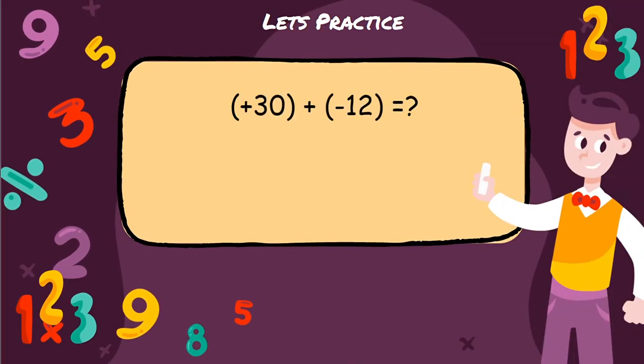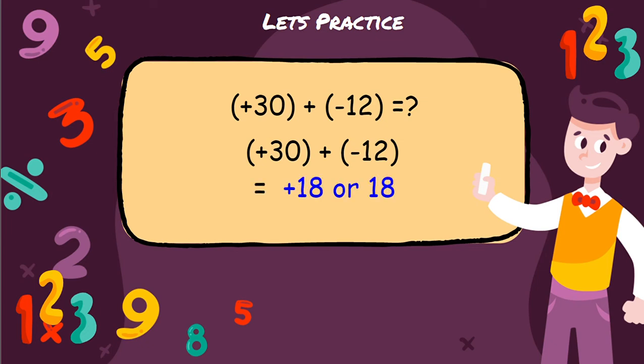Positive 30 plus negative 12. We will first have to find their absolute values. Positive 30's absolute value is 30, and the absolute value of negative 12 is 12, and we will have to subtract them. 30 minus 12 equals 18, and we will affix the positive sign since positive 30 is the greater number.